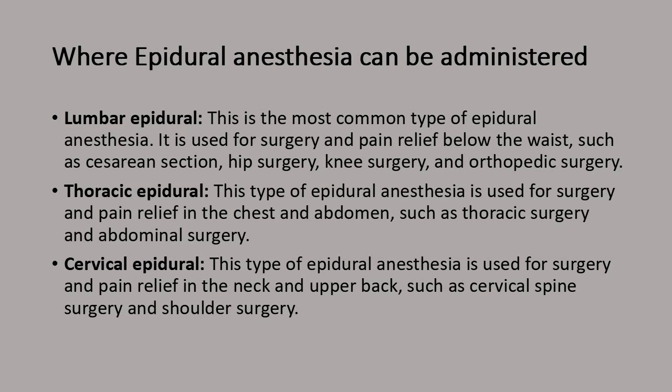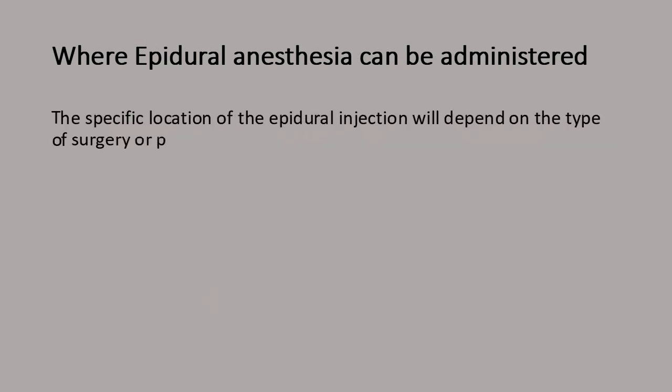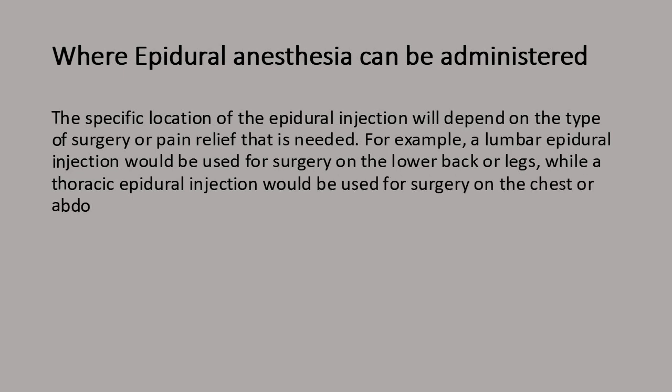abdomen, such as thoracic surgery and abdominal surgery. Cervical epidural, this type of epidural anesthesia is used for surgery and pain relief in the neck and upper back, such as cervical spine surgery and shoulder surgery. The specific location of the epidural injection will depend on the type of surgery or pain relief that is needed. For example, a lumbar epidural injection would be used for surgery on the lower back or legs, while a thoracic epidural injection would be used for surgery on the chest or abdomen.